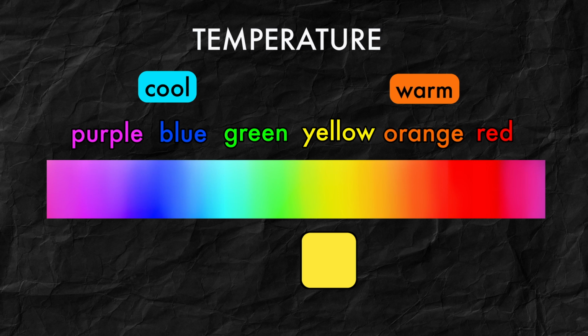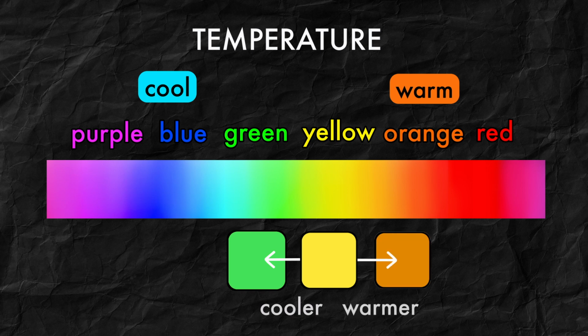Let's try again. What if we take the same yellow and shift it this way? I moved the warm yellow all the way into the cools to get this cool green, so I made it cooler. It is the direction that matters for color temperature.